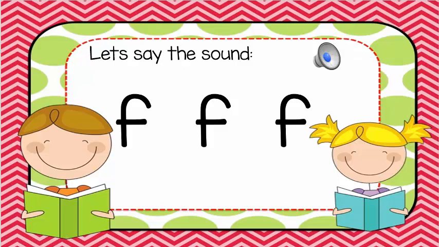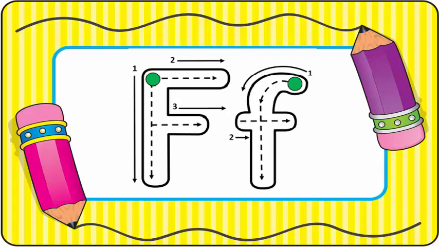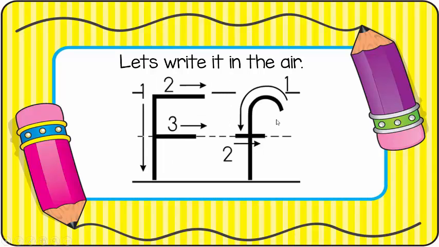Great job, KG1. How do we write this letter? We start on the green dot, we pull down and we draw 2 straight lines across. For the small, you curve around, down, and you draw a straight line across in the middle. Show me your finger and let's write it together in the air.